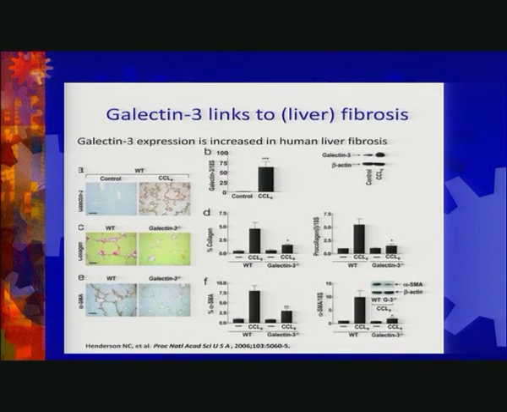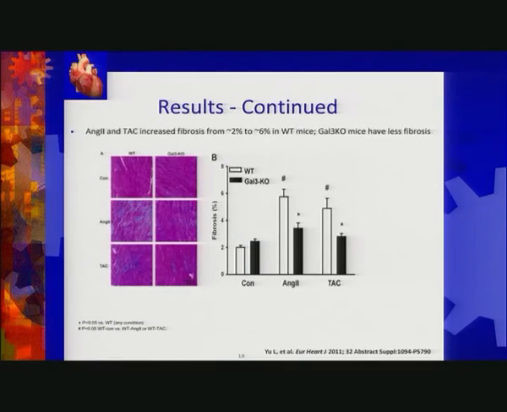Actually, it is associated with fibrosis in different models, not only in the heart. And this is in the heart. It shows you that it is increased in fibrosis. And when we knock out galectin-3, there is no fibrosis in the heart.